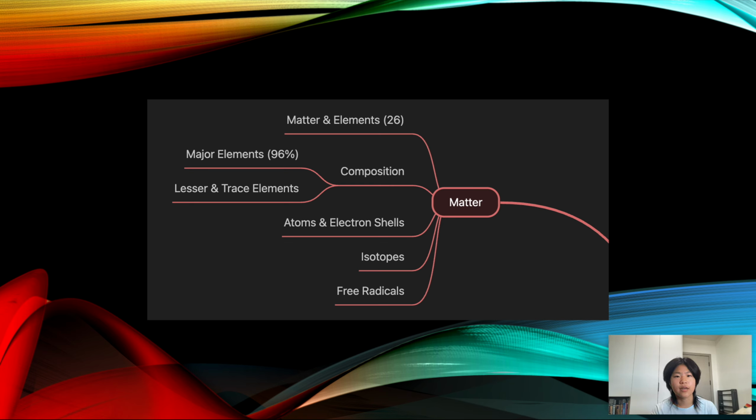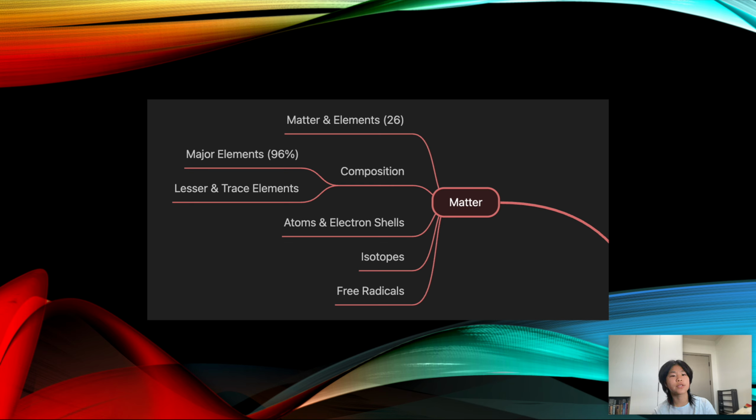Talking about matter. Our bodies are made of 26 different elements, 4 of which are called major elements, and they make up 96% of our body. Specifically, they are oxygen, carbon, hydrogen, and nitrogen. These are very essential for us.